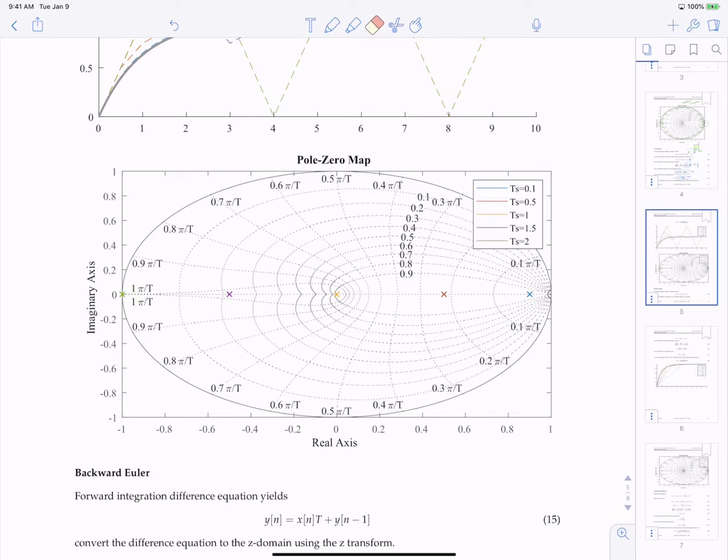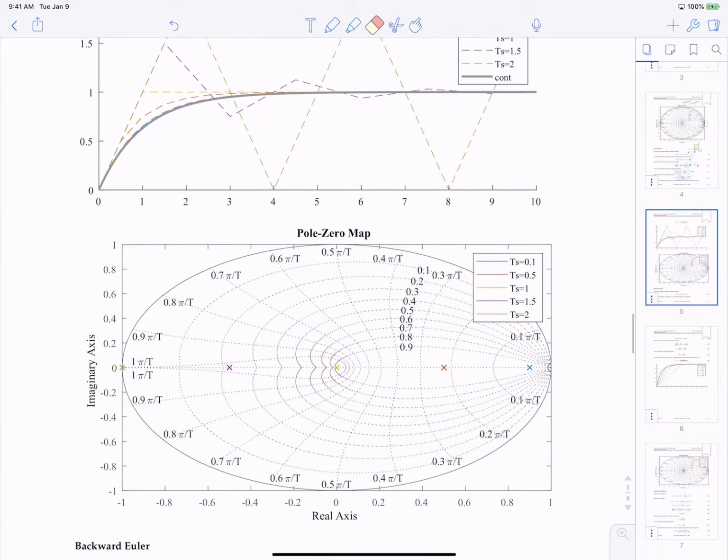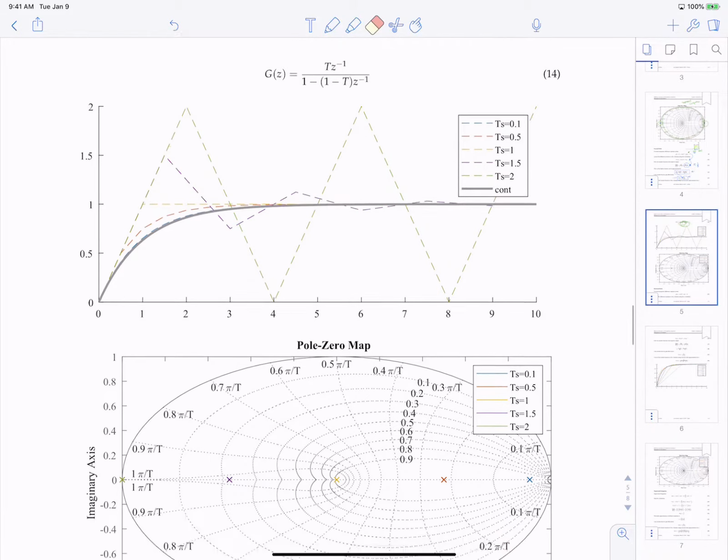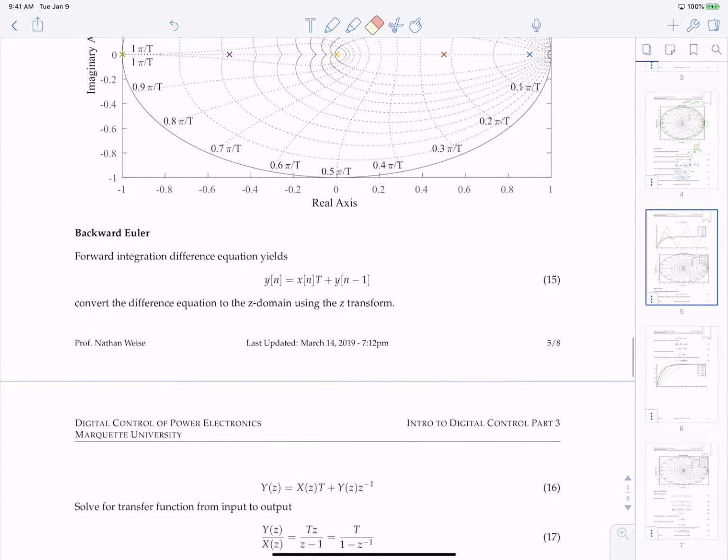Now, if I go beyond 2, what you'll see is that I'll end up over here, et cetera, and this response will grow and grow and grow, be unstable, and that's because we're outside the unit circle. Now, you can also see that pretty easily from looking at the transfer function here. If T is greater than 2, you'll see that the pole here is some value outside of 1, meaning it is greater than 1 and we go into the unstable region. Okay, so that was our forward Euler.